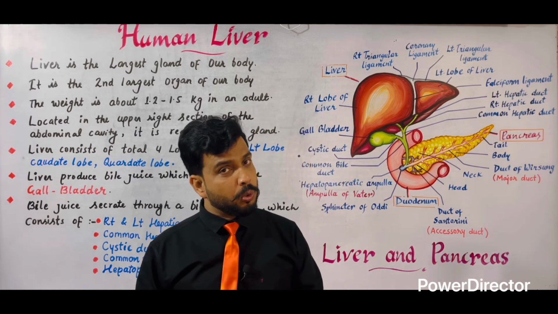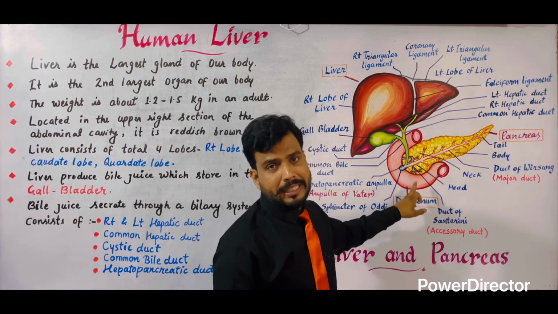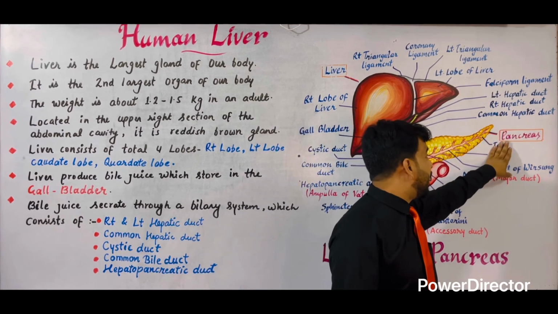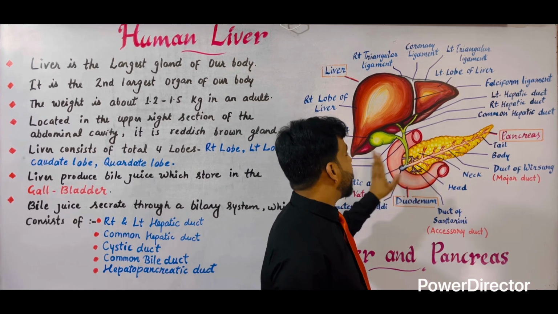So the pancreatic juice also enters into the duodenum. Duodenum is the initial part of the small intestine. So this tree-shaped structure is the duodenum. This is the pancreas, which produces pancreatic juice, and this pancreatic juice enters into the duodenum through the biliary system.